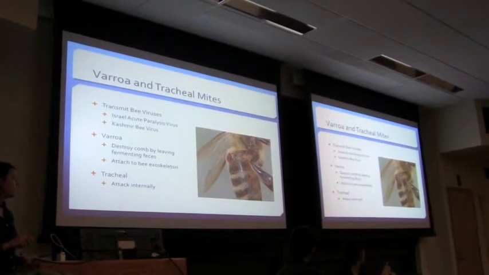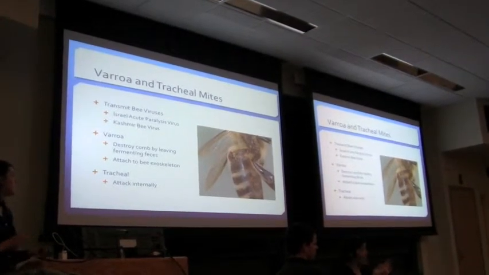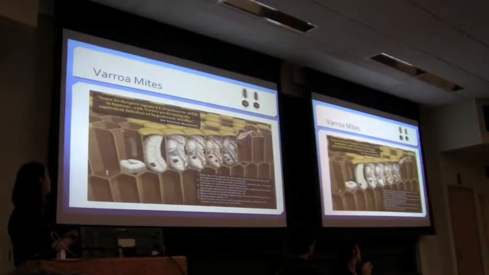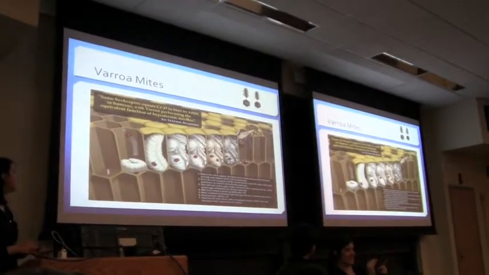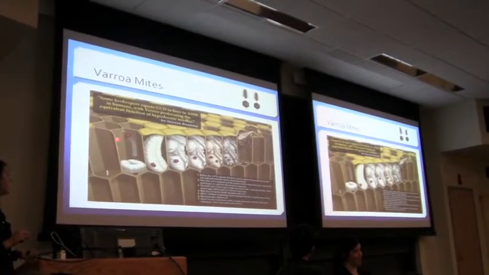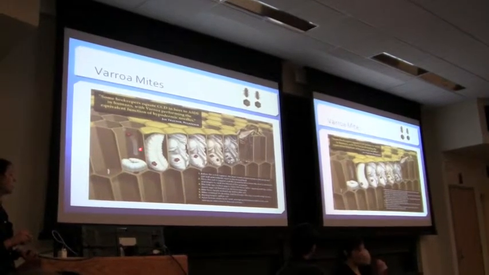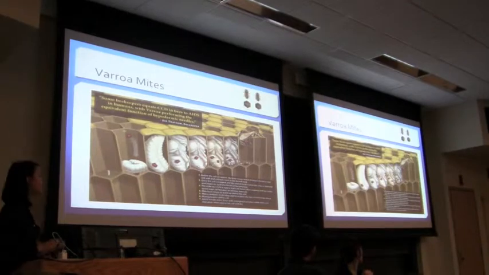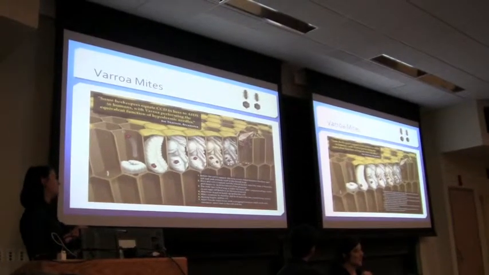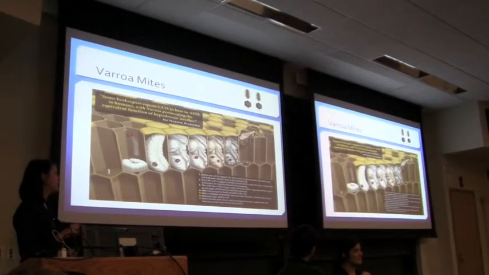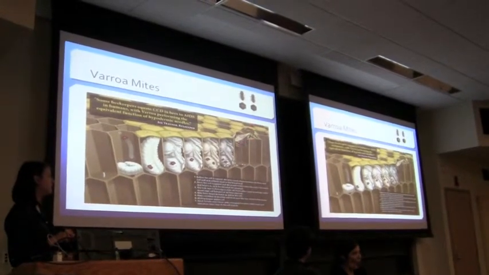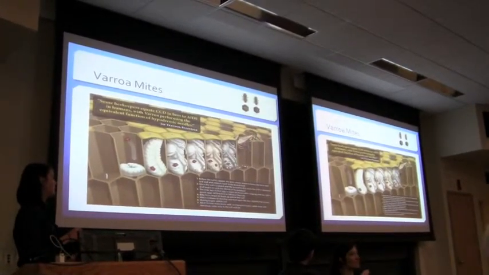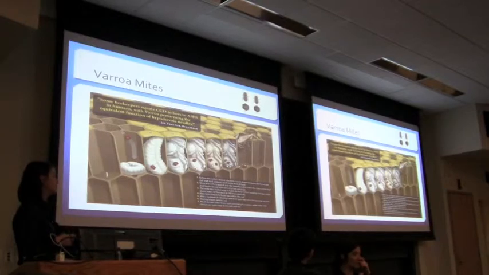There's a little mite there on the bee body. And there's also tracheal mites that attack internally. So just a quick thing on Varroa mites. What happens is they come in while the bee larva is growing, and they basically suck the blood of the bee while he's living and can transmit diseases. And they also leave with the bee when the bee's fully grown and continue feeding on the bee.